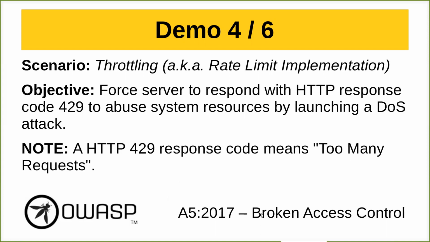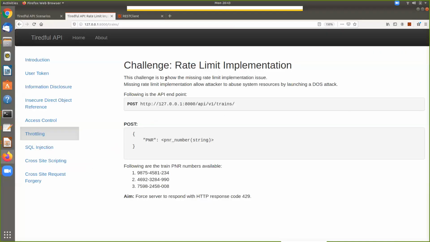This matches up with A5 from the OWASP top 10, which is part of broken access control again. So let's go ahead and go back to it and see how this works. If we go back here, the challenges show the missing rate limit implementation issue. Missing rate limit implementation allows attackers to abuse system resources by launching a denial of service attack. So here we basically want to use a POST method to this address, and then here's the body that we would include, and the PNR number is part of that.